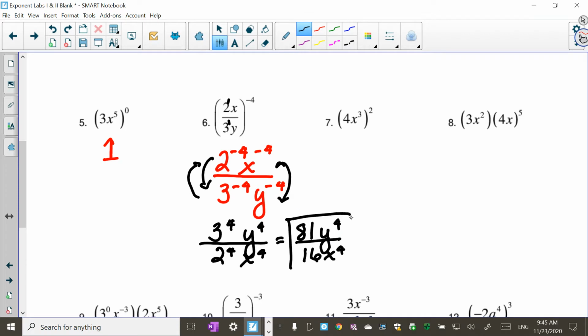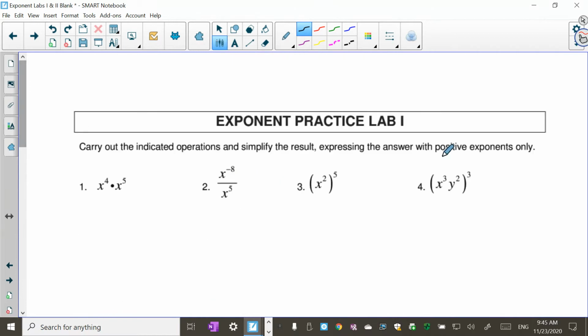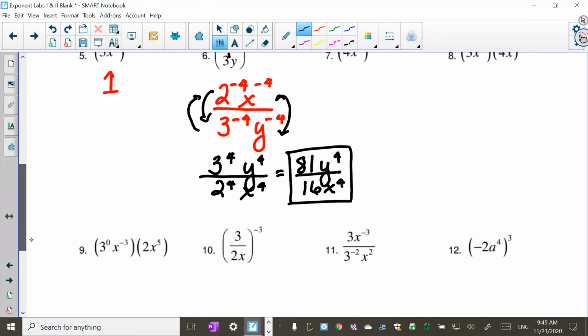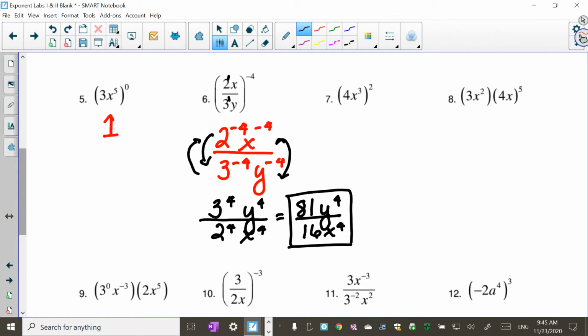So this is what I'm telling you. A lot of these you need to show the steps before you come up with the answer, because this whole lab, if you look at the top, right here, I only want positive exponents. So if you get any negatives, you have to make them positive. All right. Now I want to show you something cool on this as well. So I'm going to do 6 another way. Just watch me here.